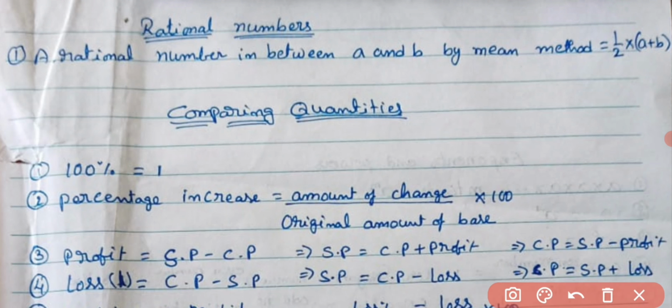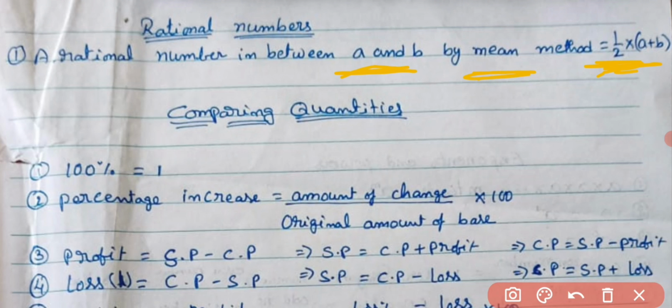The first property about rational numbers is that a rational number between a and b, by the mean method, is equal to 1 by 2 multiplied by (a plus b). So the mean method to find a rational number is 1/2 × (a + b).